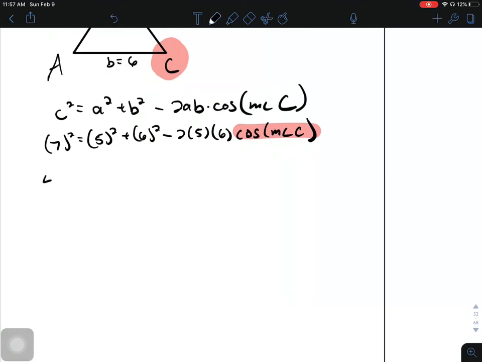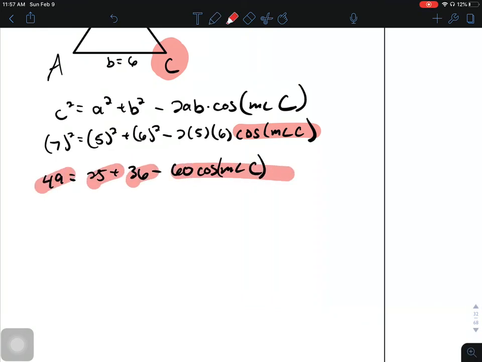Simplifying, 7 squared is 49. 5 squared is 25. 6 squared is 36. 2 times 5 is 10. 10 times 6 is 60. Now once again, how many terms are there? 1, 2, 3, 4. Let's combine these like terms here on the right side of the equation. 25 and 36 is 61.